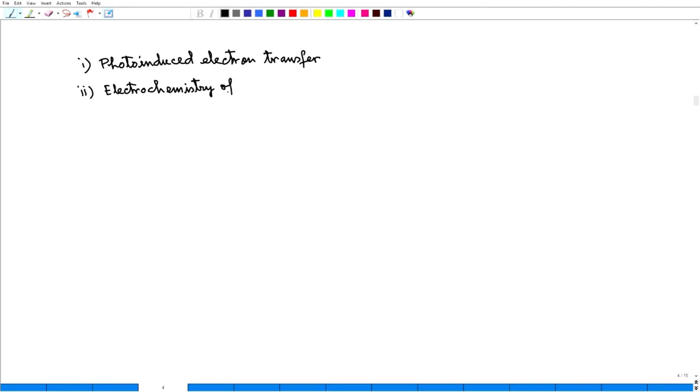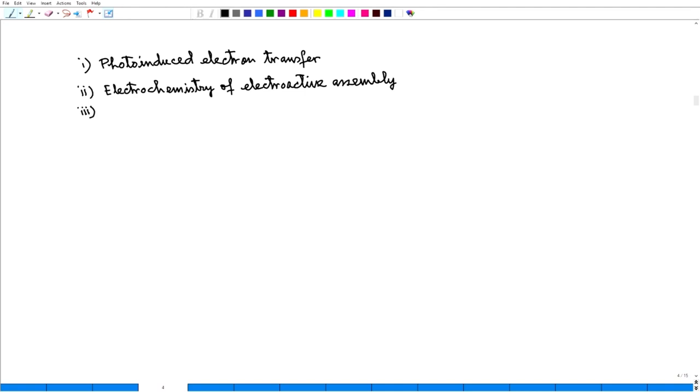of electroactive assembly, which means you can put the metal ion, and the charge can be plus 2 to plus 3 easily, so that electron can be transferred and all that. And number three is conductance. So, these three are mechanisms based on which molecular wires have been assembled.